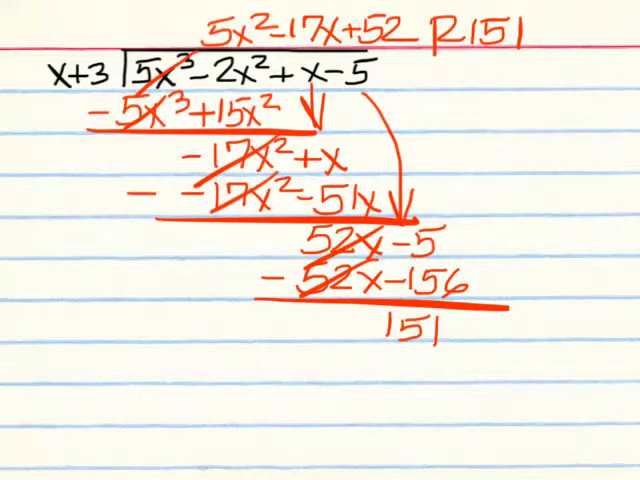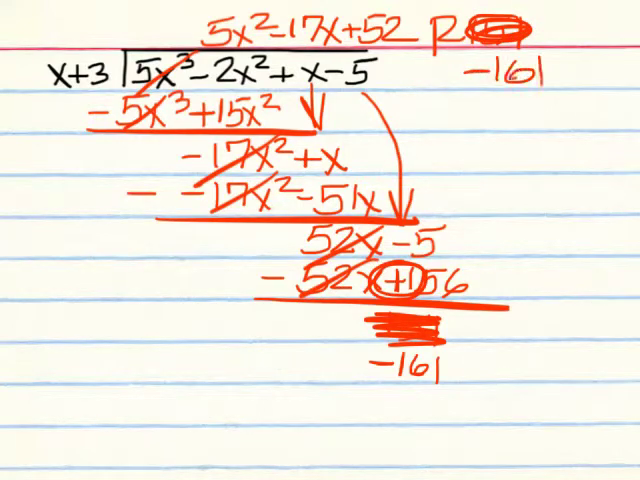I made a small mistake there. That should be plus 156. That's my fault. This here should be plus 156, so if that's the case, that's not a 151. Negative 5 minus 156 should be a negative 161. That's your final answer.